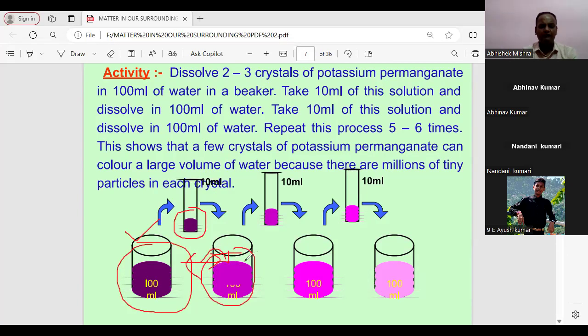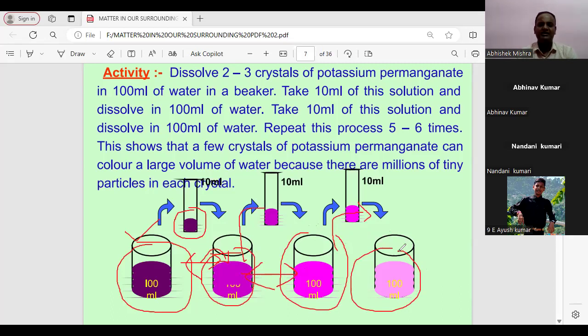Now we will take out 10 ml of this solution and add it to another beaker containing 100 ml of water. The color difference you can see is getting lighter and lighter. Ultimately, at the end, if we keep taking out 10 ml and adding it, it becomes very light. So this means that the crystals of potassium permanganate can color a large volume of water because there are millions of tiny particles in each crystal.